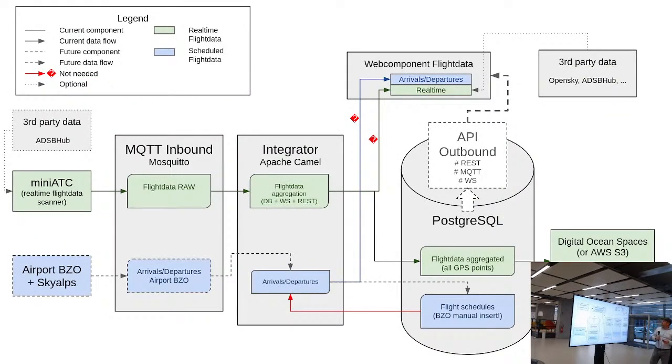That's another data flow, how the data flows here. It's the same concept, where the green one is the flow of the real-time data, and the blue one is the static data, but also going through Camel and Mosquitto, and ending then in Postgres.